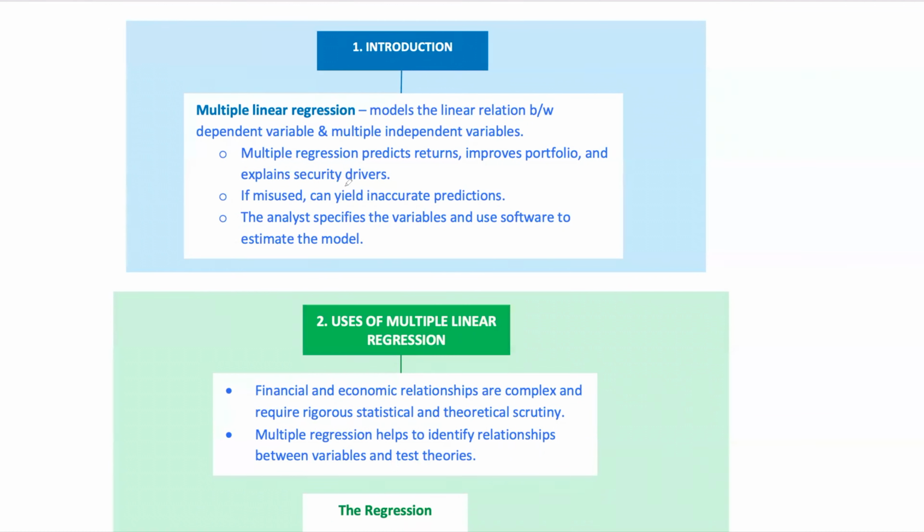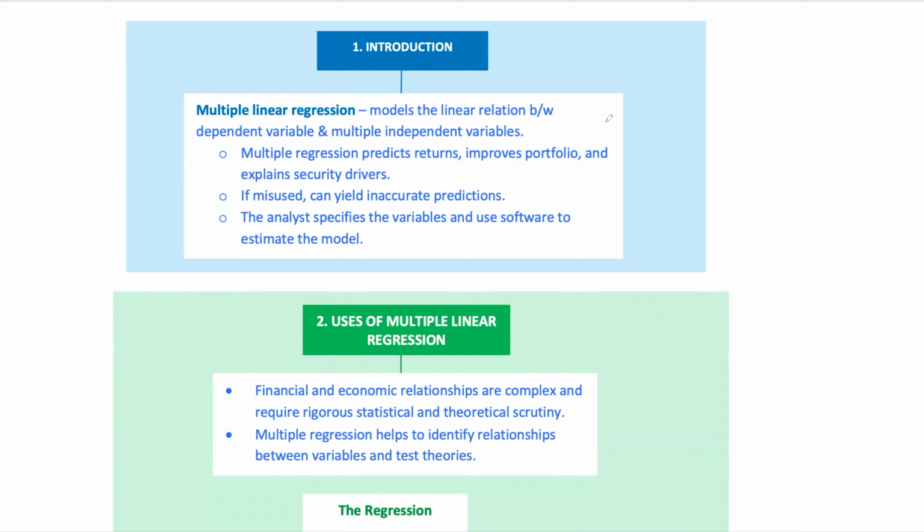So, in simple terms, here we deal with the relationship between one dependent variable, what we're trying to predict, and multiple independent variables, the factors that might be influencing it. In finance, this is gold. Why? Because everything in the market is driven by more than one factor.